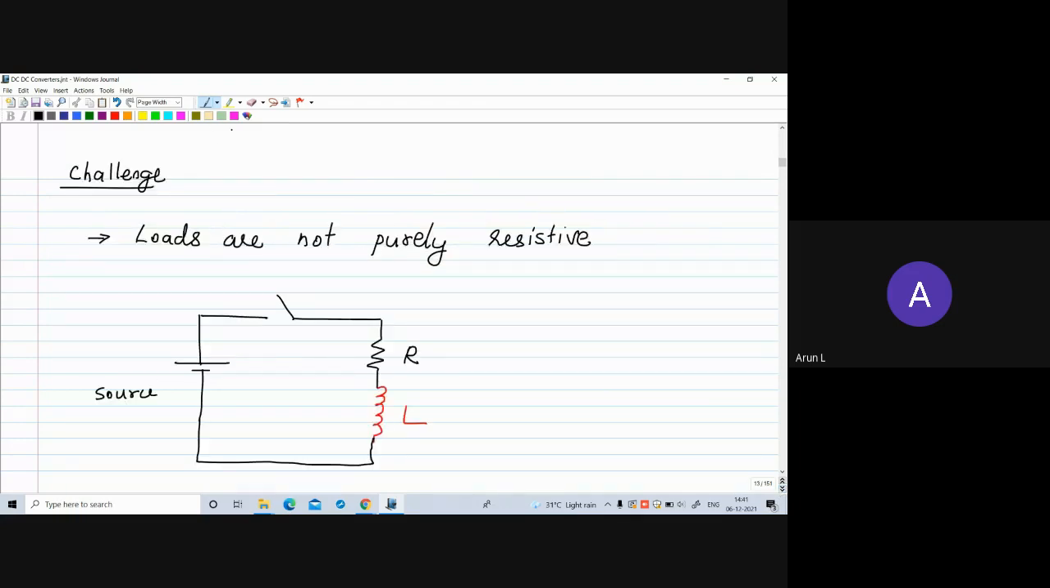So there is an inherent challenge in this circuit. So what is the challenge? We have assumed the load to be purely resistive, but in actual practice, the loads are usually inductive. Some amount of inductance will be present in the load. So when the load is inductive, there is a problem with this topology.